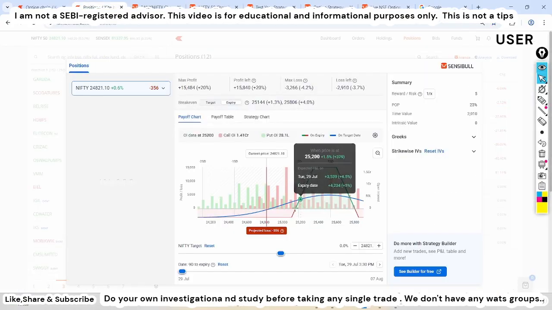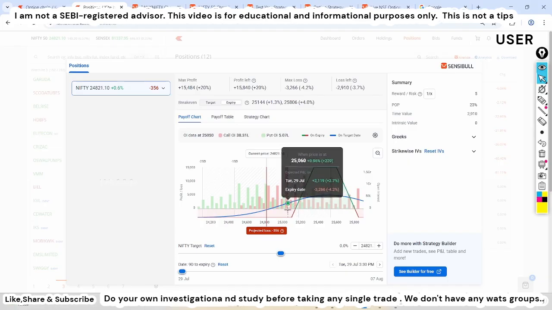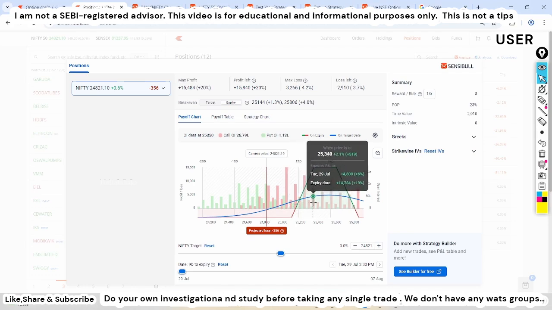You can see as soon as it reaches 25,000, I will be in a profit of around 2,004 rupees. If I hold this position until expiry, and if it is at 24,500 to 25,000, I will be in a loss of 3,066 rupees. You can see it here, the expiry date. You're seeing my cursor, right? So if it enters rapidly into this zone, I will be in a big profit. My risk was only 3,000 rupees, but the reward was around 15,000 rupees.